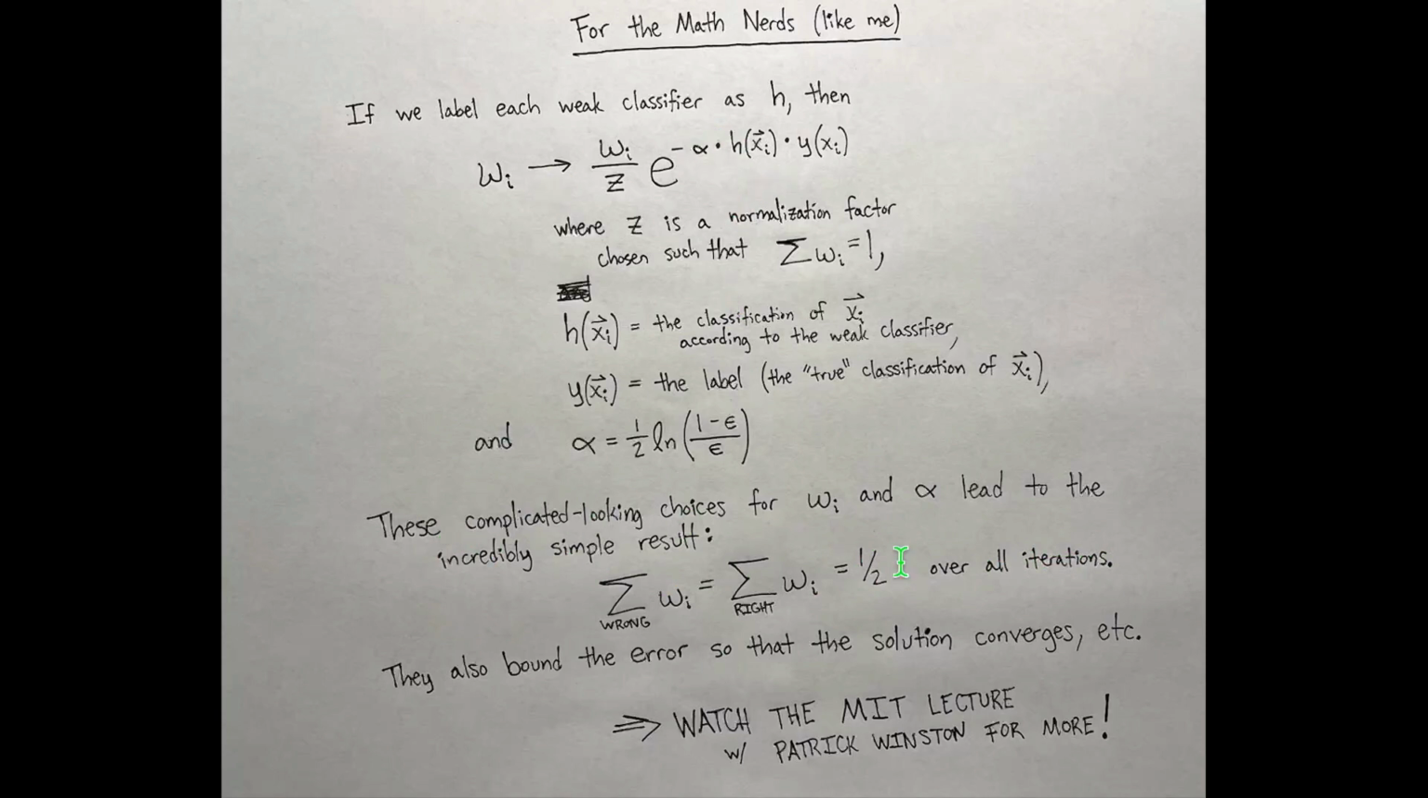So this is the way you do it in the code, and you never even mess with these exponentials in the code. But this is actually a result of assuming that the weights are transformed according to this equation with these alphas. So if you want more on that, and also choosing these forms for the alphas and the weights also bounds the error so the solution converges better.